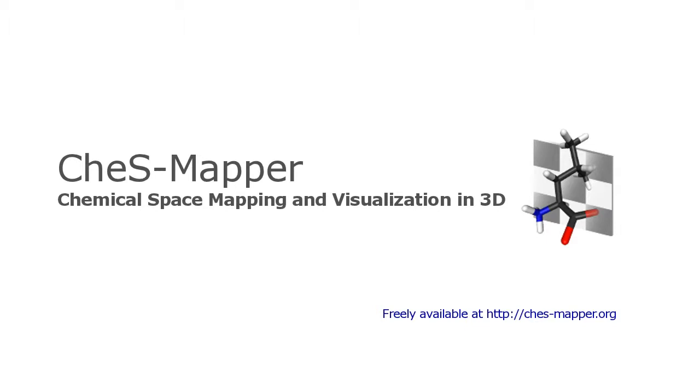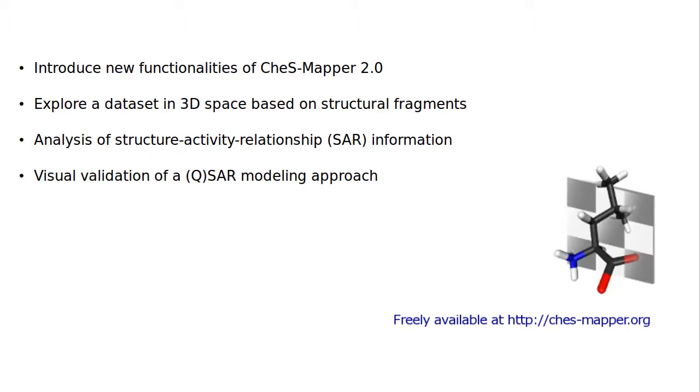This video introduces new functionalities of CheS-Mapper 2.0. First, we will show how to map a dataset into 3D space based on structural fragments. Then we will use CheS-Mapper to analyze the structure-activity relationship in the dataset. And finally, we will do visual validation of a QSAR modeling approach.